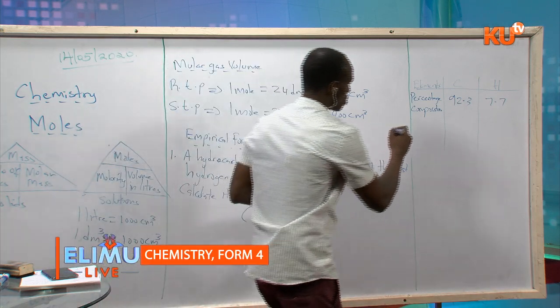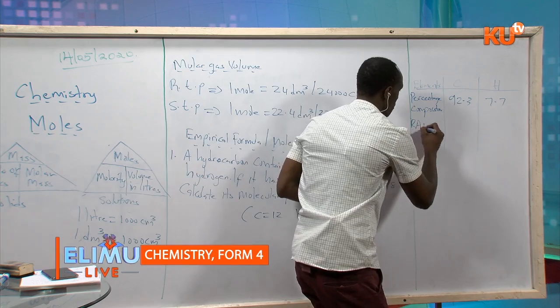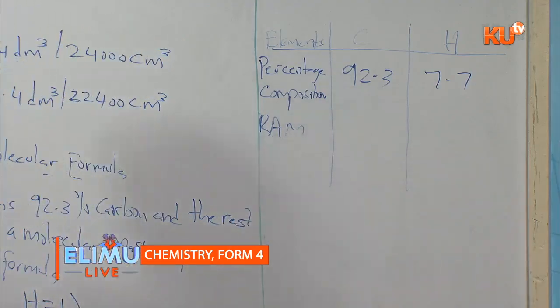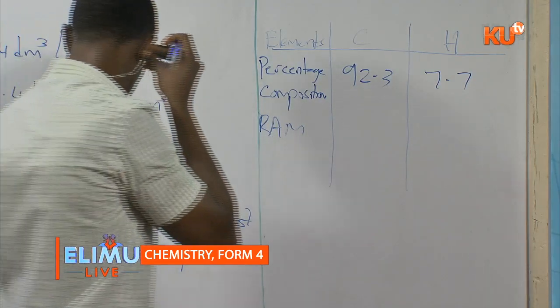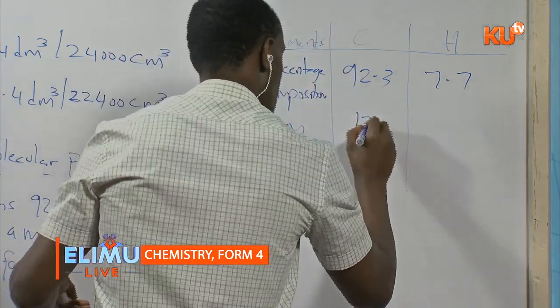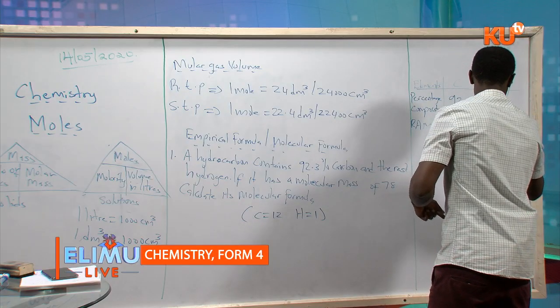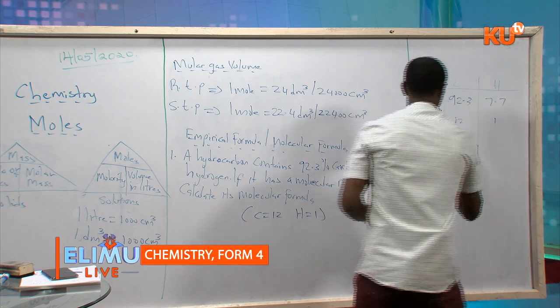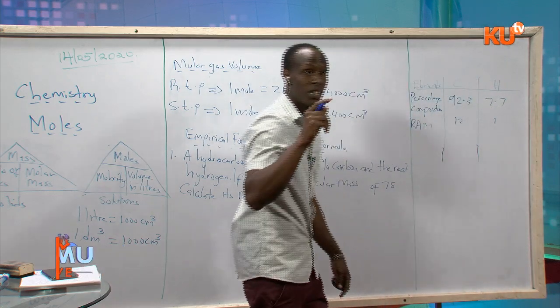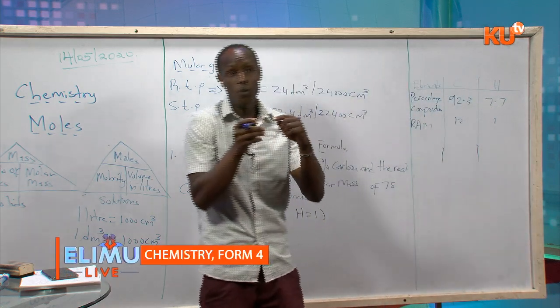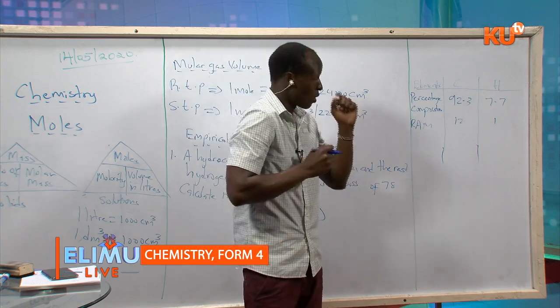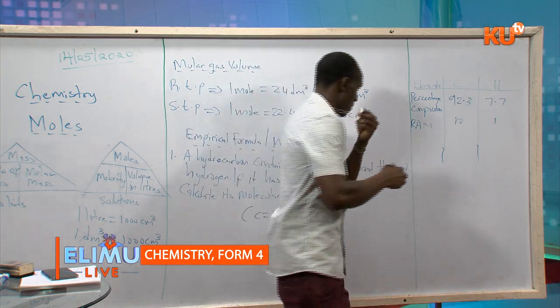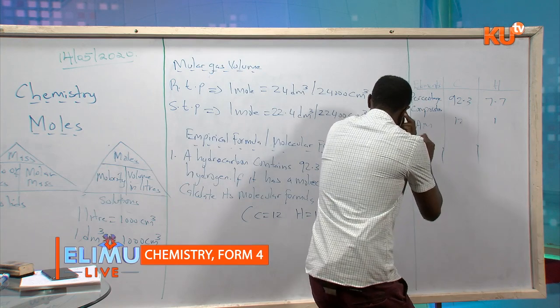So second step, you go to RAM or molar mass. In this triangle, we are referring to it as molar mass. So the RAM of carbon is 12. The RAM of hydrogen is 1. Then now you go to mole ratio. We had indicated empirical formula is the simplest mole ratio or whole number ratio.